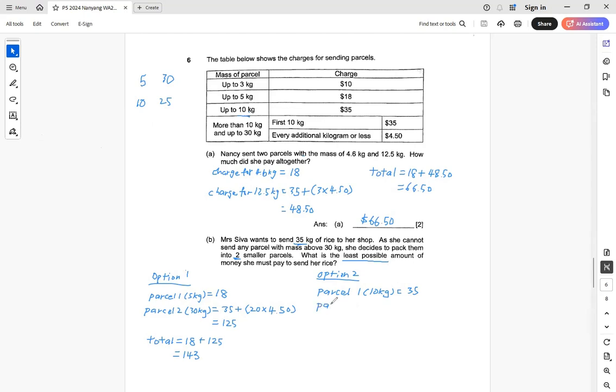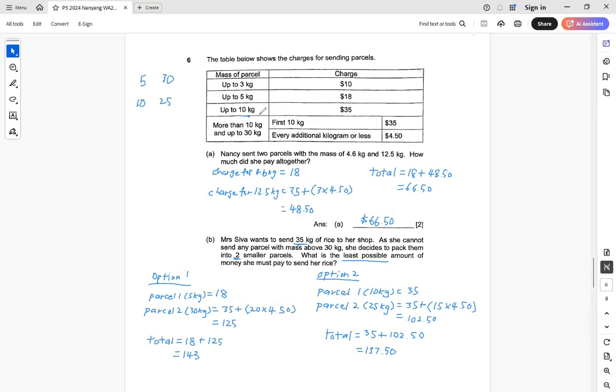My parcel 2 is 25 kg. It falls in this fourth category. Definitely the first 10 kg is $35 as well. For the remaining, you take 25 minus 10, which is 15. So it'll be 15 times $4.50. You key this into your calculator, you will get $102.50. So the total for option 2, you just take 35 plus $102.50, and we will get $137.50.